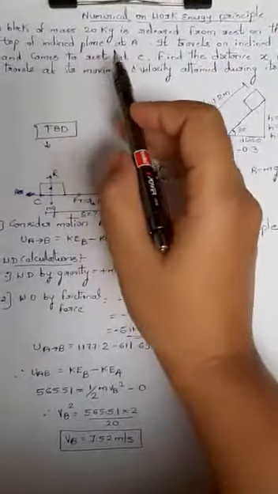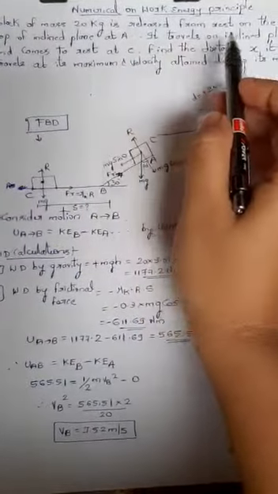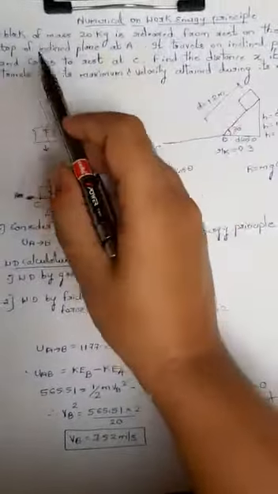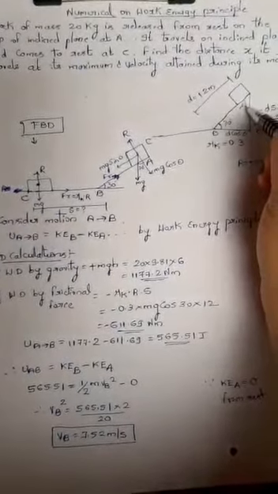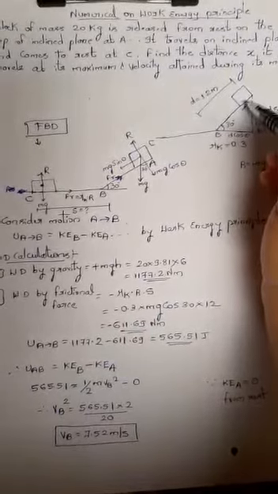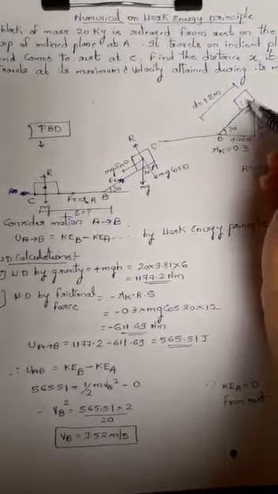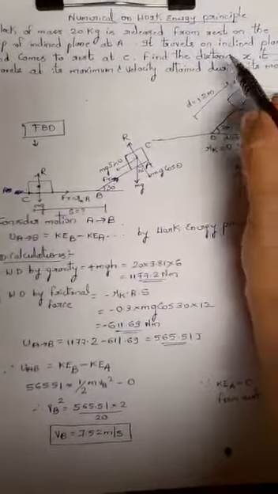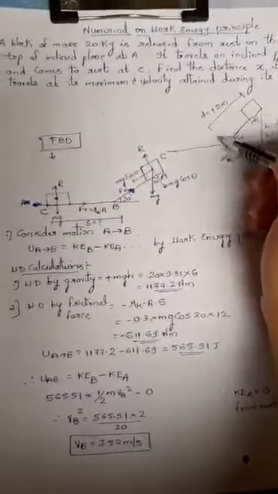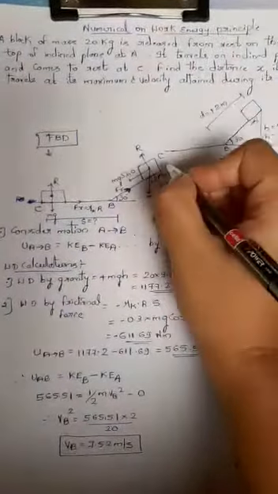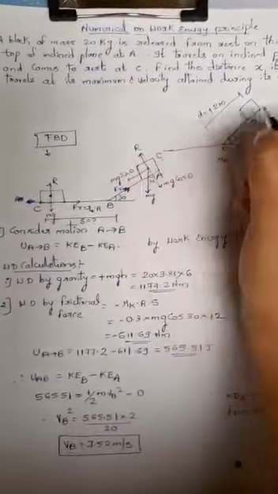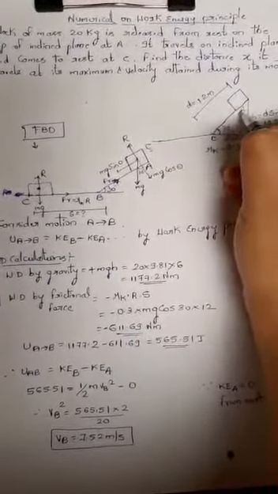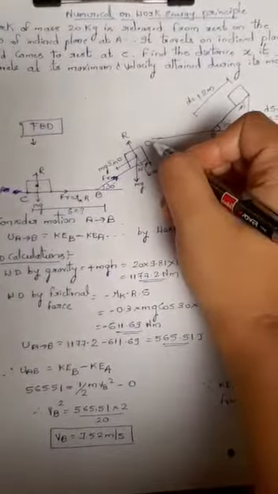A block of mass 20 kg is released from rest on the top of an inclined plane at A. So this is the position A. From this position A, this block is released from rest. Now it travels on the inclined plane and comes to rest at C. So the total motion is from A to B and from B to C.